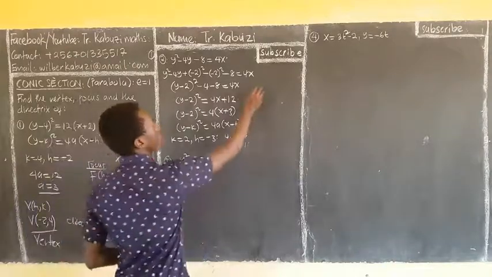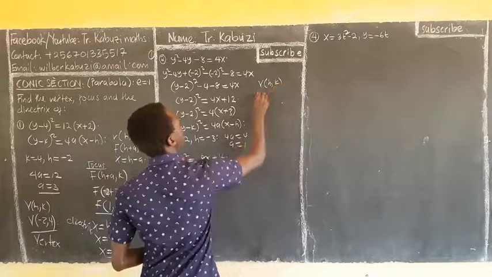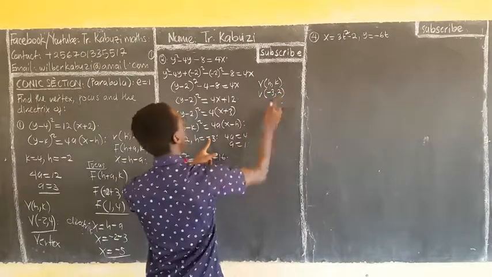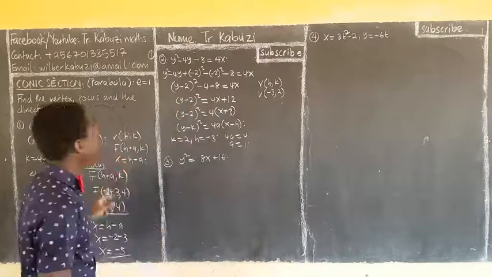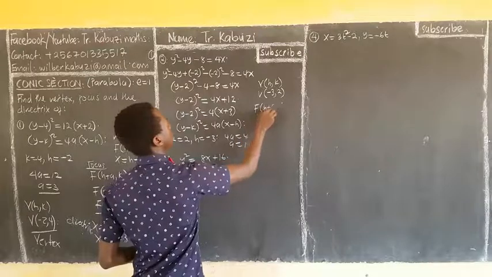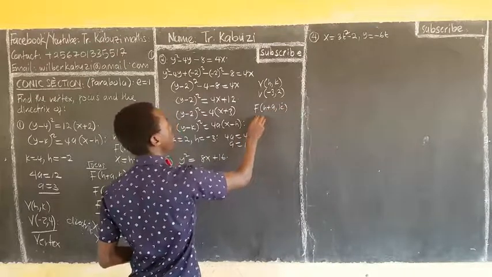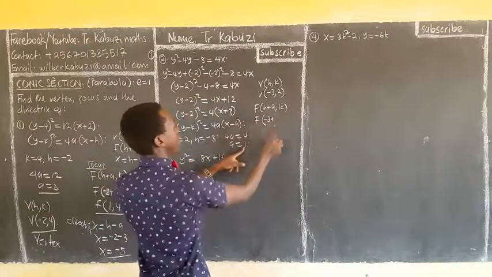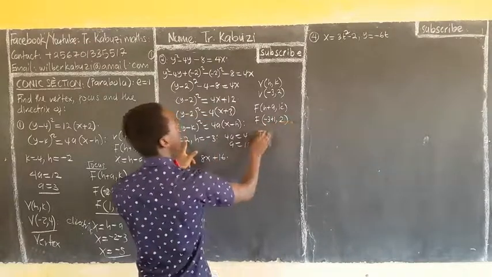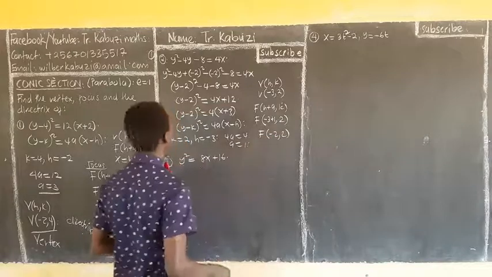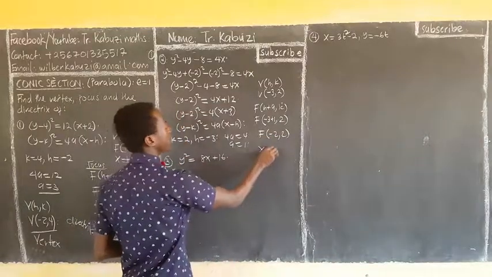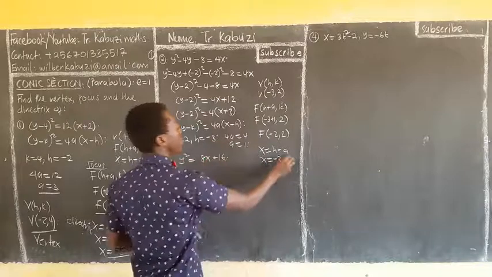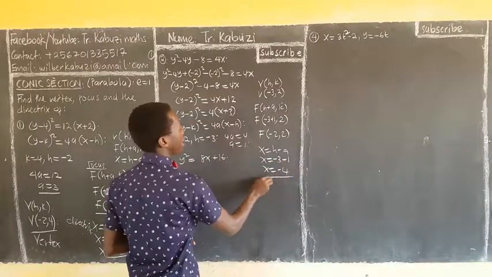So now we come and get the vertex, the directrix, and so on. Our vertex is always at (h, k). So my vertex, my h is negative 3, comma, k which is 2. Then we say our focus is at (h + a, k). So my h is negative 3, my a is 1, comma, k which is 2. So my focus is (-2, 2). Then I come to my directrix, which is x = h - a. My h is negative 3 minus a, which is 1. So my directrix is x = -4.